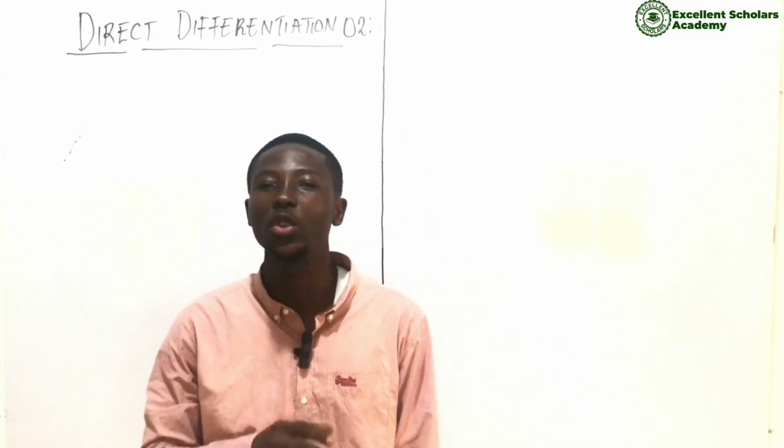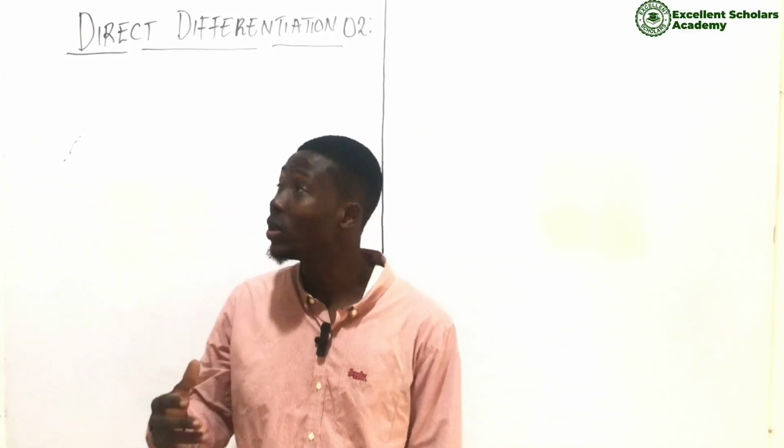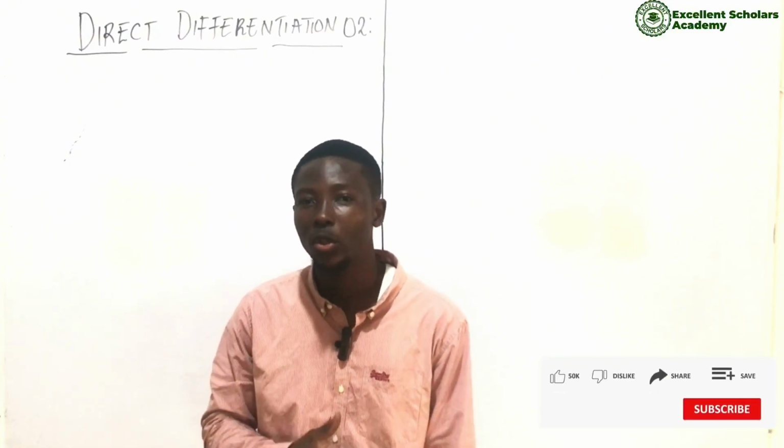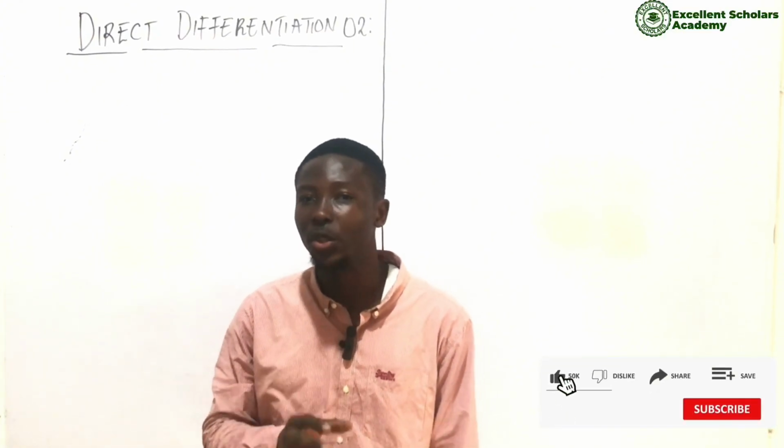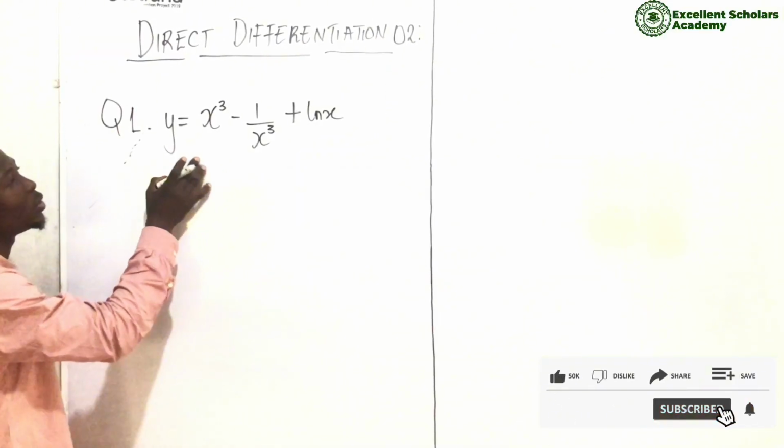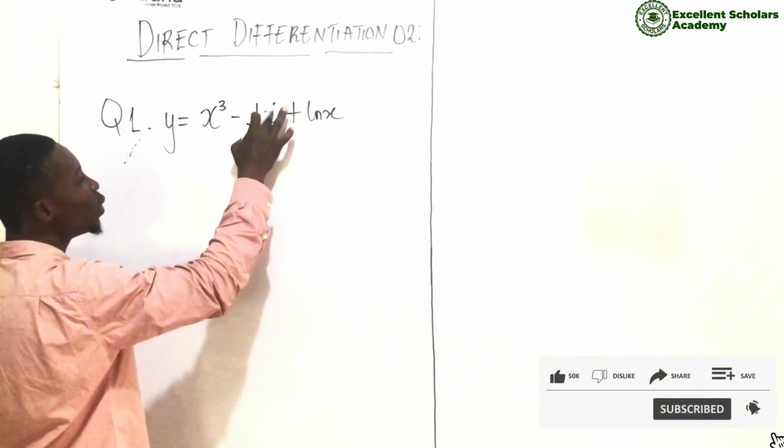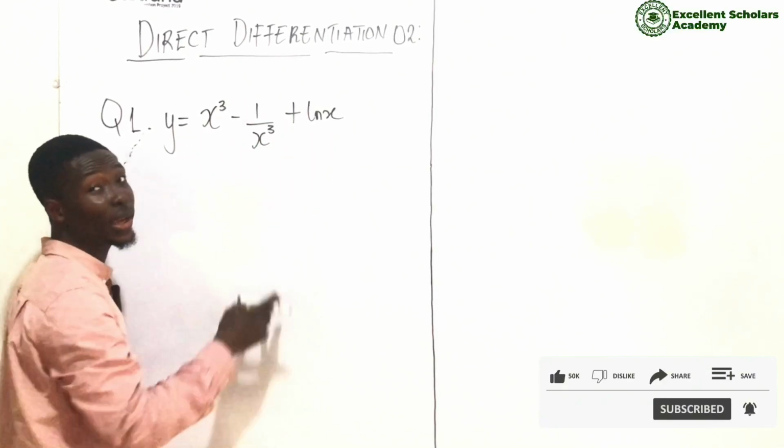And the last time we solved questions in differentiation. Today again we're going to be solving more questions so we get acquainted with differentiation. So this is the next question we're going to solve. y equals x to the power of 3 minus 1 over x to the power of 3 plus ln x.